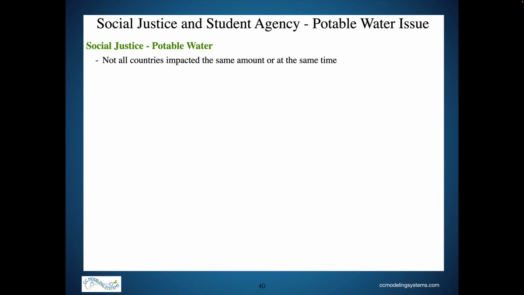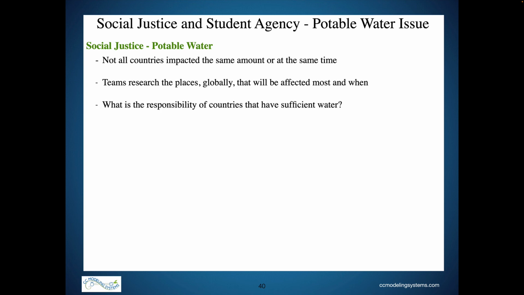Currently, Saudi Arabia gets 60% of its potable water from desalination plants, but these plants are expensive to construct and produce a significant amount of brine for each liter of water, and brine is a pollutant. So what are the options for poorer countries? Students should research the places globally that will be affected most and when. What is the responsibility of countries that have lots of water to other countries?